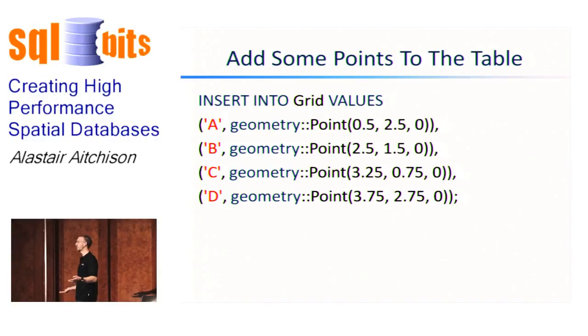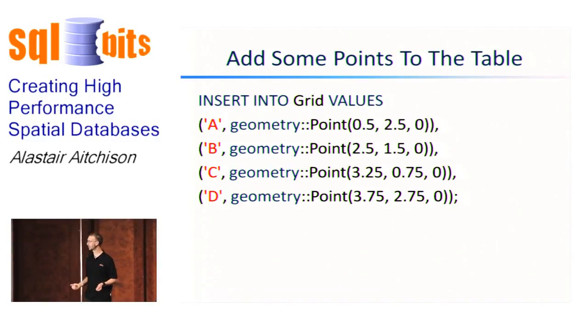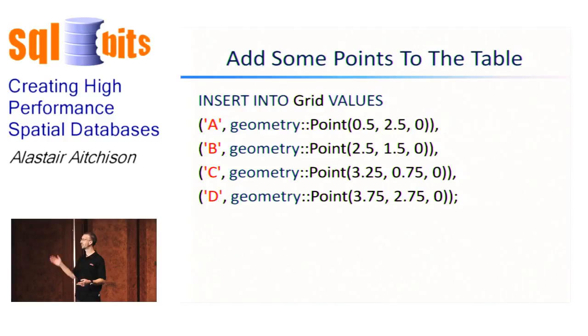Okay, so we've got our table, and now I'm just going to chuck some points into it. I've got 4 points here, and to add these points, I'm using the point method of the geometry data type, which takes 3 arguments. It's got the x coordinates, the y coordinates, and then the spatial reference ID. Now, for this example, I'm just talking about some abstract points. I'm not particularly talking about a model of the Earth or anything, so I'm just using 0 as the spatial reference ID in every case. Okay?